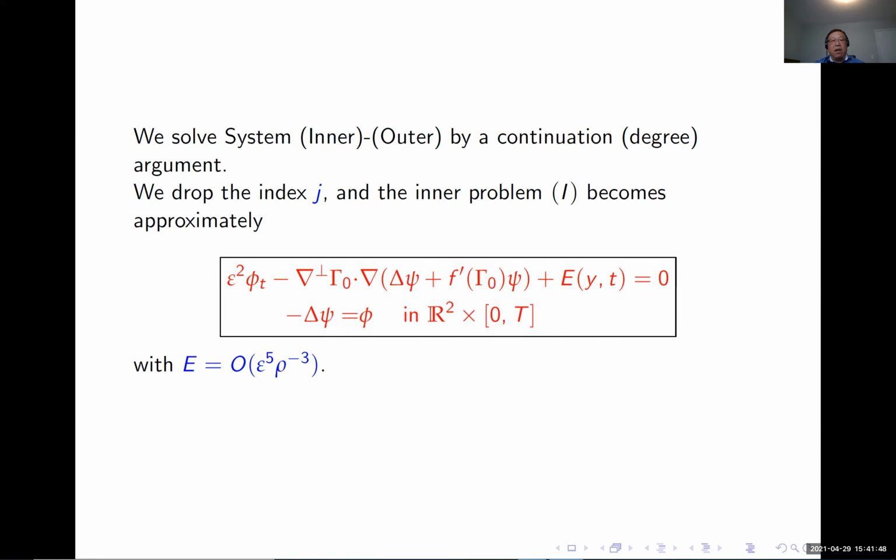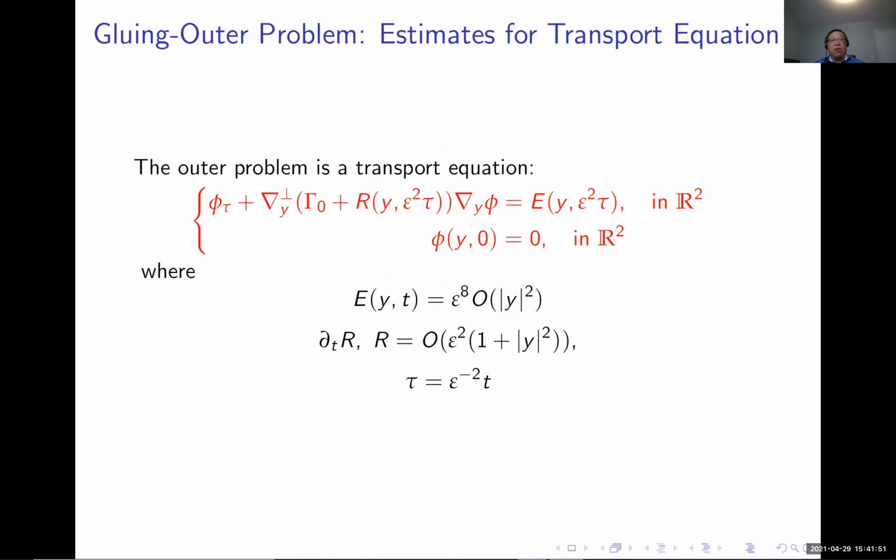Let us solve the outer problem first. The outer problem is a transport equation. You cannot do anything else. But you have to identify the singularity, what the most singular form is. The most singular form comes from gamma zero, which grows like a log, and the rest is like epsilon squared order. So this is the transport equation we need to solve for the outer problem.